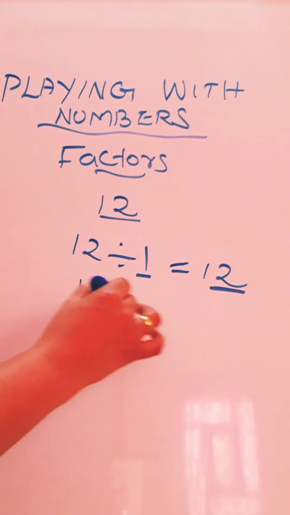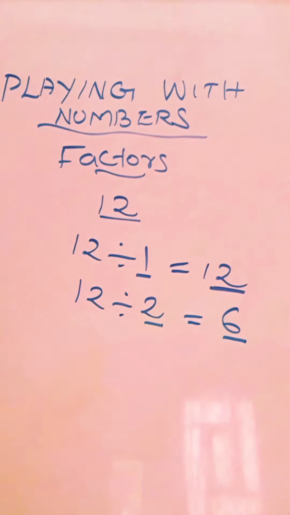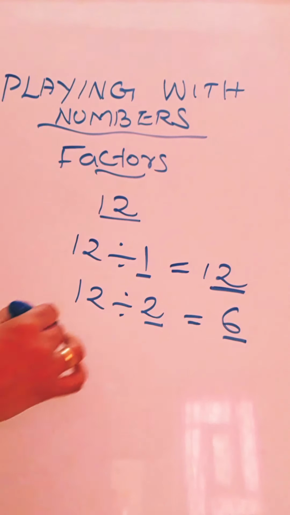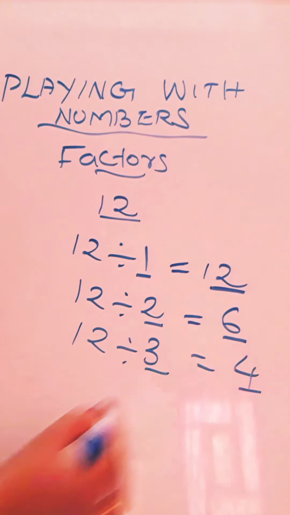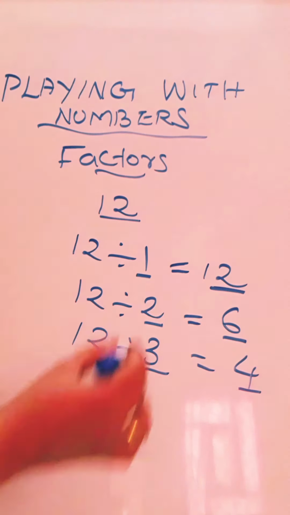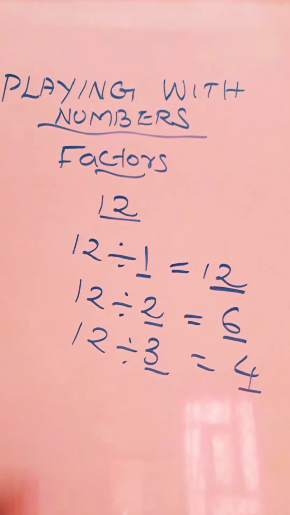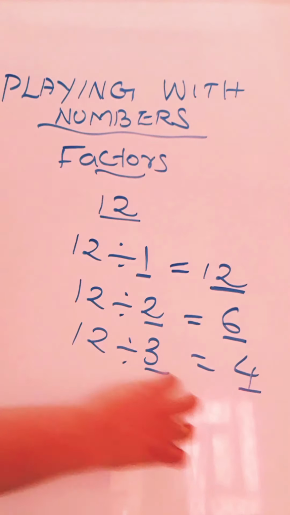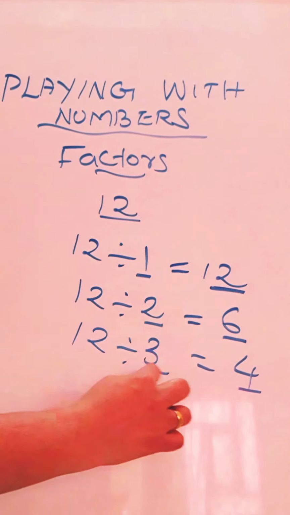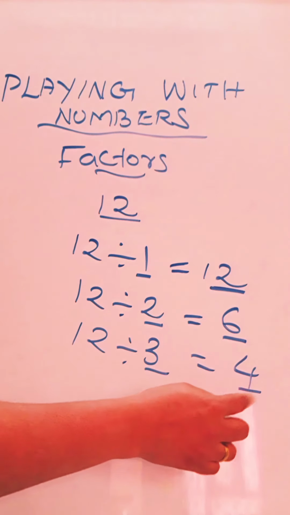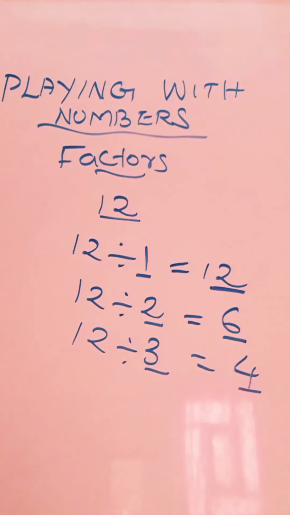Then 12 divided by 2 is equal to 6. So here 2 and 6 are factors of 12. Next I will write 12 divided by 3 is equal to 4. Here 3 and 4 are factors of 12. So which all did we get? 1, 2, 3, 4, 6 and 12. By using the multiplication method or the division method, we get the same answers. When we divide 12 by 2, by 3, etc., we get complete divisibility. So 1, 2, 3, 4, 6, 12 are factors of 12.